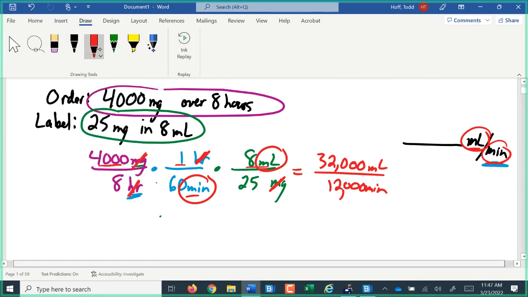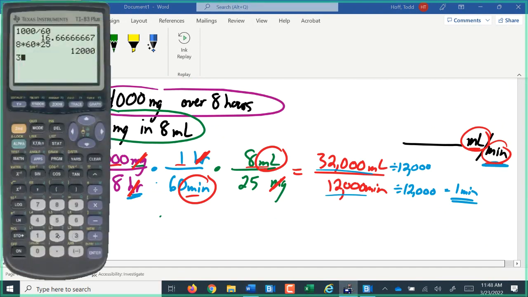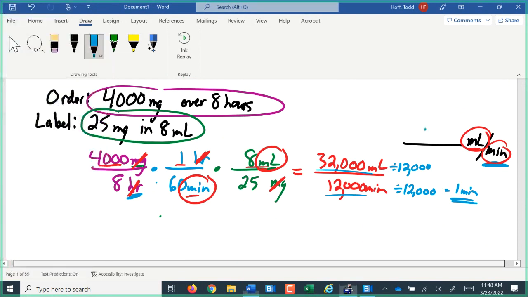Now remember, technically what we're doing is we're dividing both of those numbers by 12,000. And we know that 12,000 minutes divided by 12,000 is going to be just 1 minute. But from here on out, we're going to stop doing that explicitly, and we're just going to divide it out. We're going to do the 32,000 divided by 12,000, which would give us 2.67 milliliters per minute.